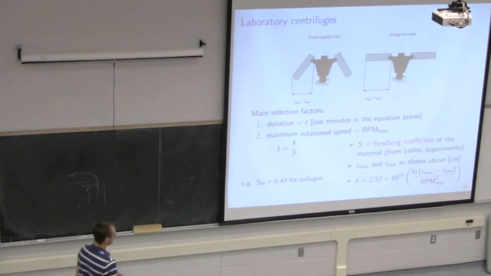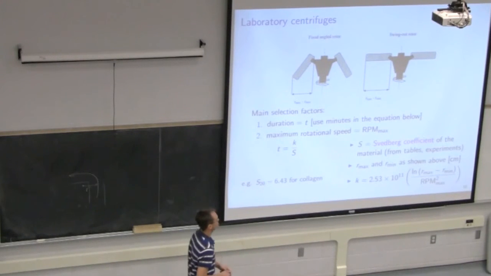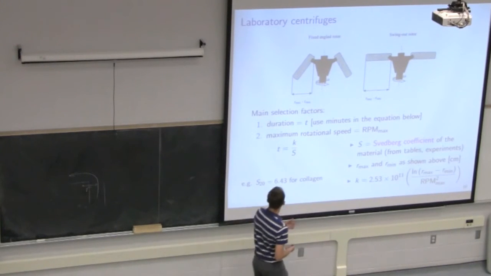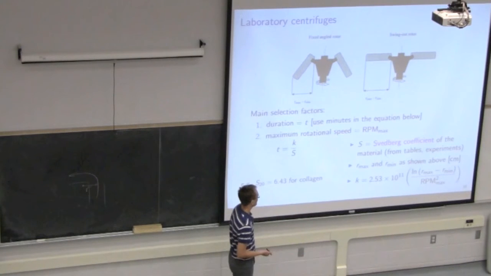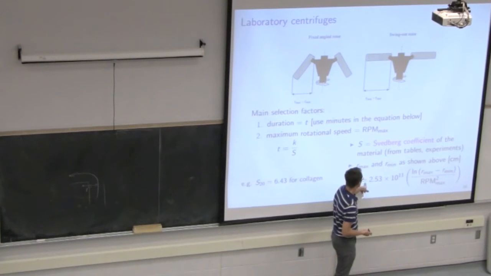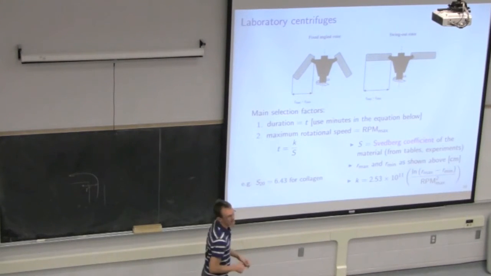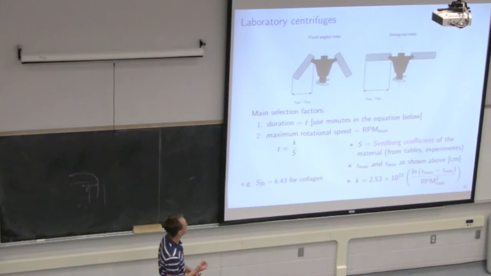Well, a fairly simple equation that you use. You look up these constants, the Svedberg coefficients, from tables, and that table is very dependent on the type of media you separate. It's all correlation-based. There's no theoretical calculation we do here. Look up those values. There's, for example, that collagen. You then substitute in to this formula for K. K is a function of the minimum and maximum radius on that centrifuge. So R min is the inner radius, R max is the outer radius of your sample.